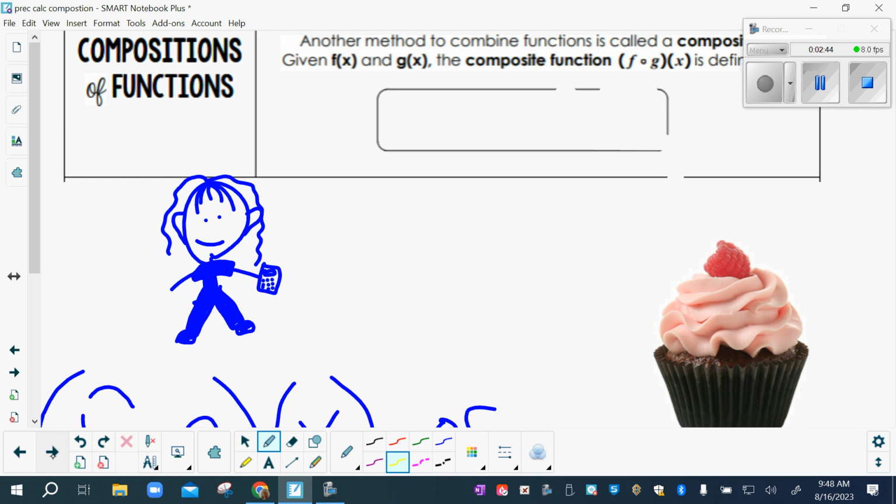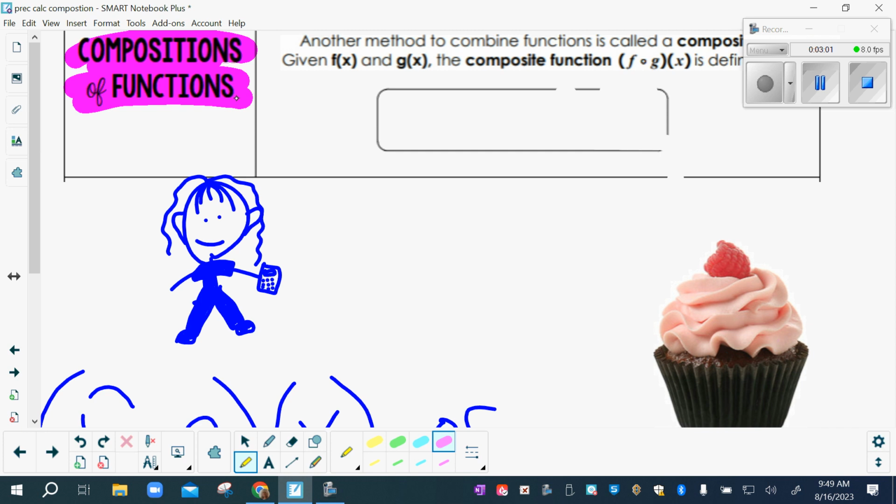Now, this looks like a lot to write down. It's not. Here's what I want you to write down. I want you to write this word down. Let's make that nice and big so you have it. I want you to write this on your paper. We're talking about the composition of functions. And I'm about to give you a definition, but it doesn't fit in that box nicely.